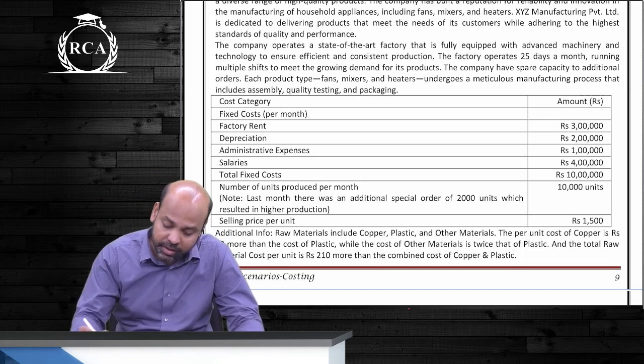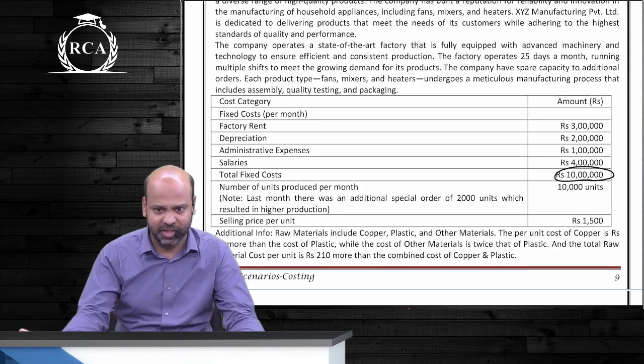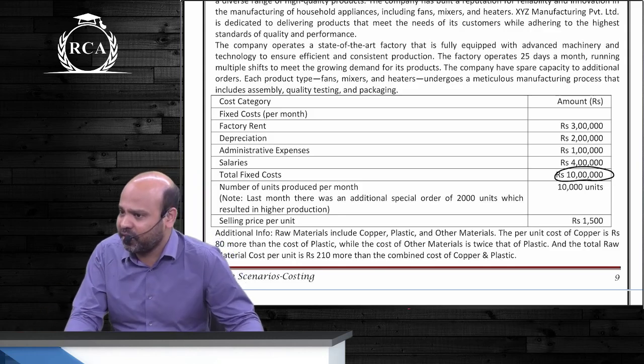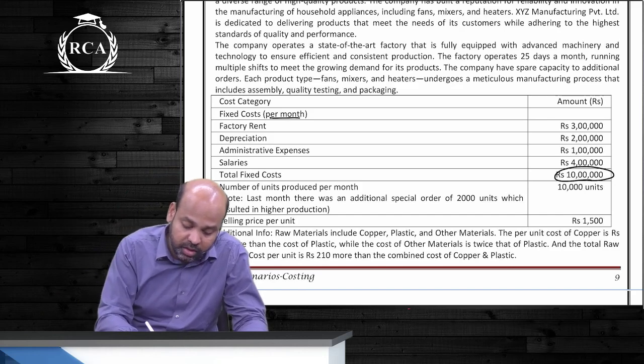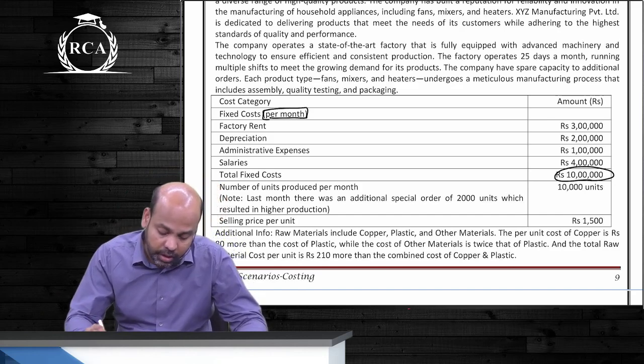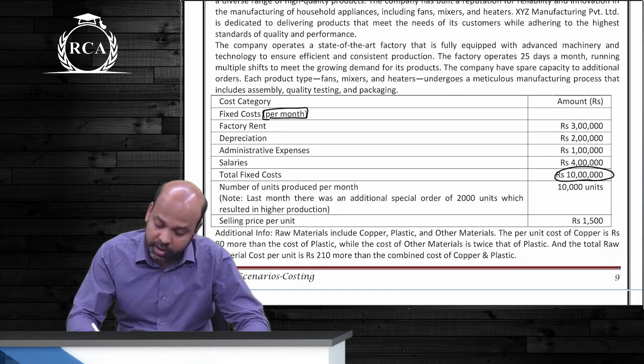Cost category, beta, it says fixed cost, total, beta, is 10 lakhs. What to do with segregation? Total fixed cost, beta, is 10 lakh rupees. This is per month. Number of units produced per month is 10,000.